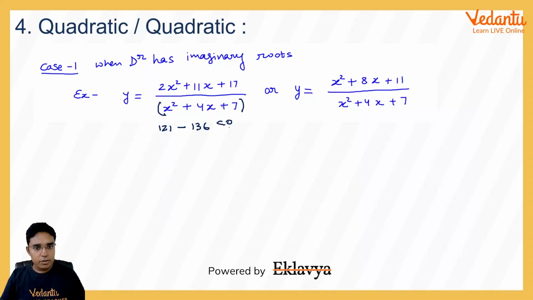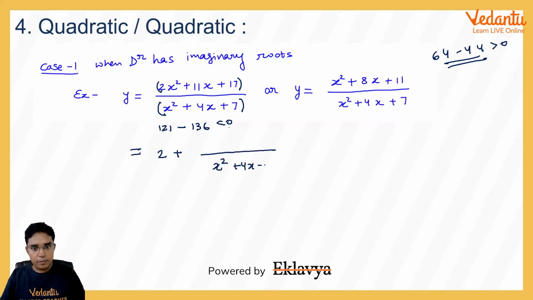So it is negative. In this case, this numerator is having imaginary roots, whereas here 64 minus 44 is having real roots. Now if I try to write them the way I did earlier, it will be 2 plus, please check, x square plus 4x plus 7 here, and what will be remaining? I think 3x plus 3. So I can write this as 3 into x plus 1 upon x square plus 4x plus 7.